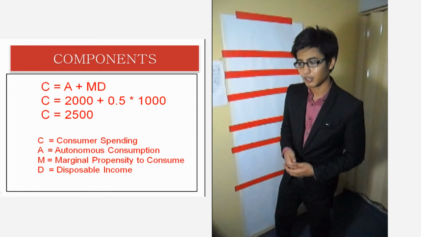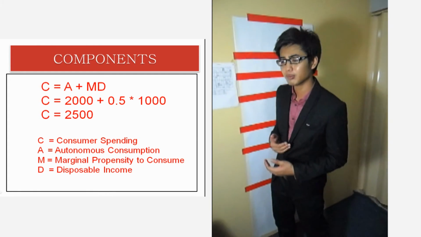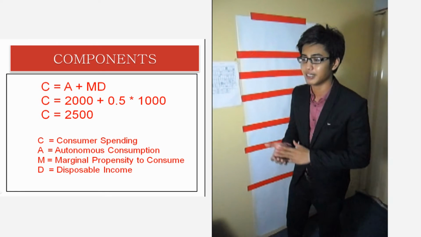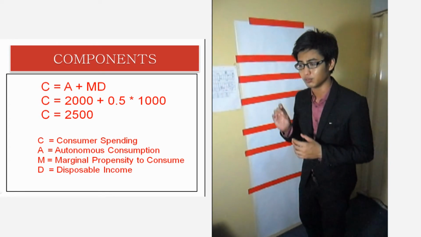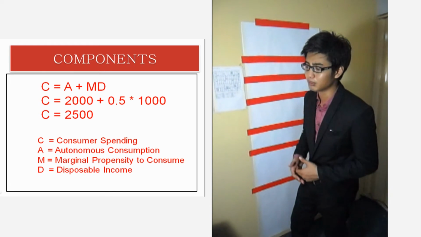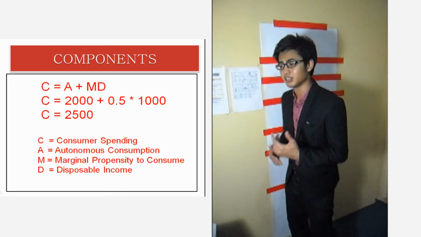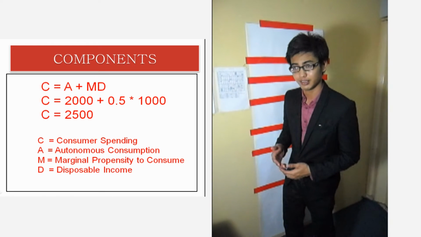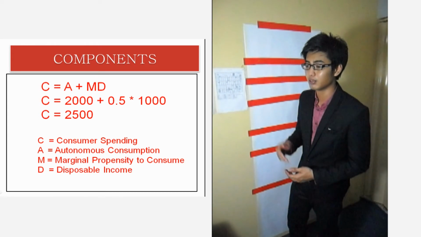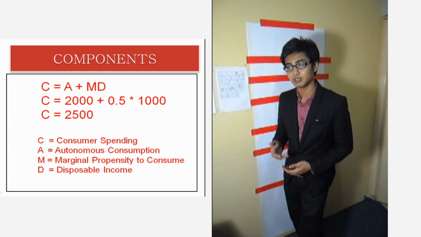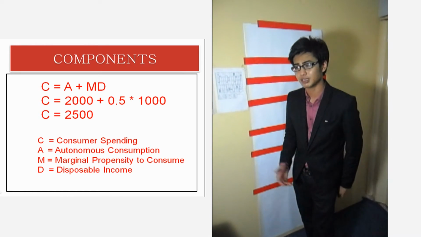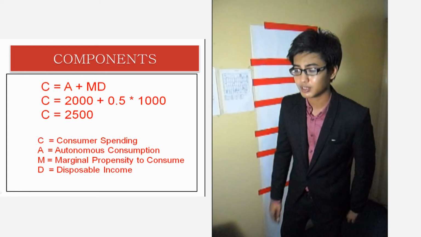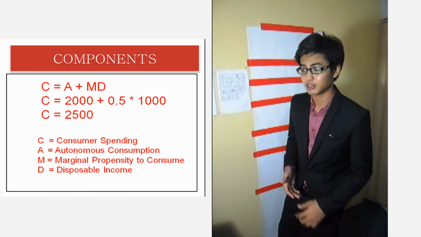Second one, autonomous consumption. Autonomous consumption is independent and it does not terminate, even if the income of the household is zero. Examples of autonomous consumption are utility bills, food, and rent. If the household cannot pay their autonomous consumption, they will have an increase in debt and start using money from their savings.